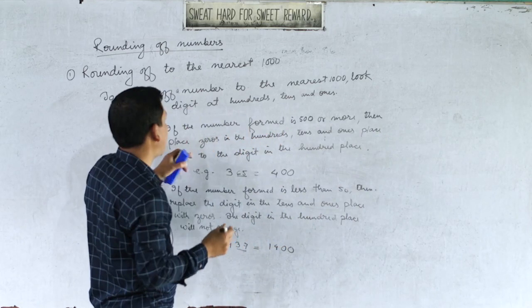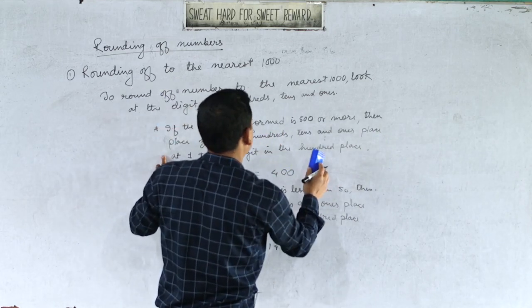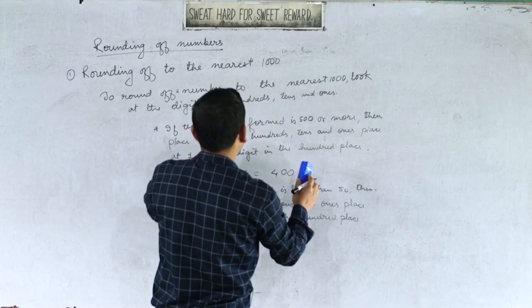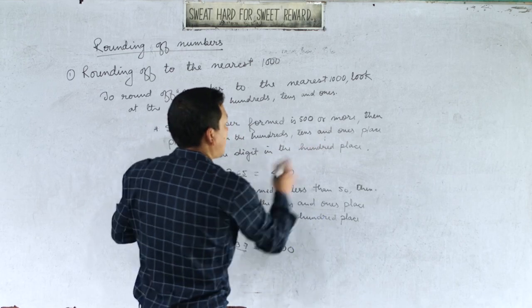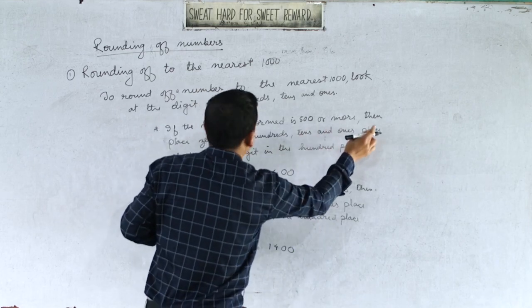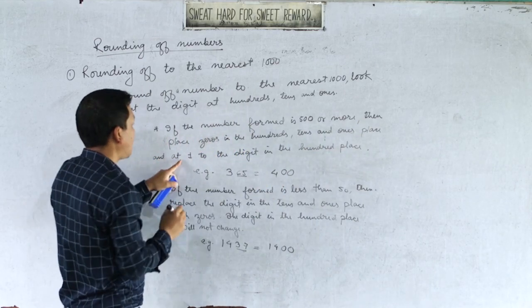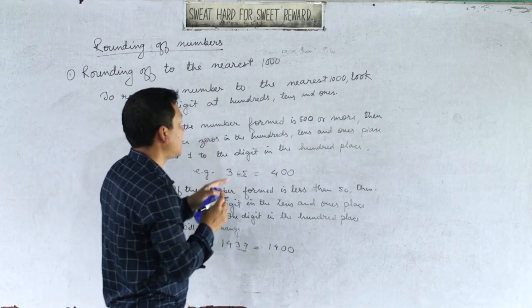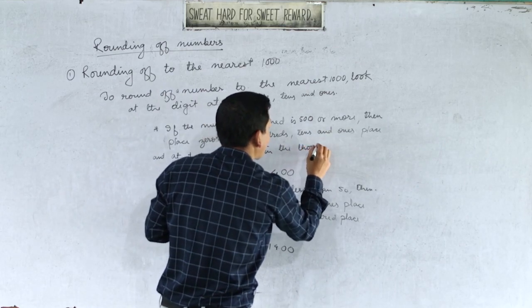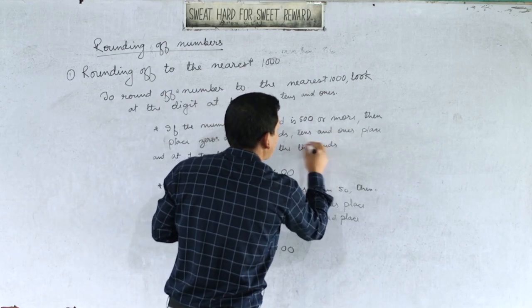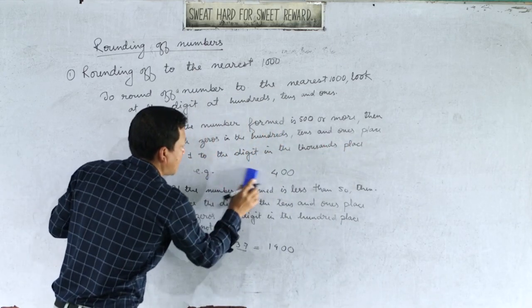So place zero in the hundreds, tens, and ones place, and add one to the digit in the thousand place. The number will be different, okay?